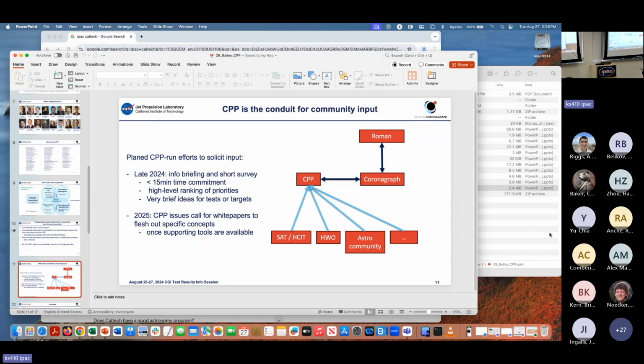Right. Now we get a fun open discussion of using CGI to prepare for HWO. We've already had a few comments about this. I think Bertrand has volunteered to take notes.